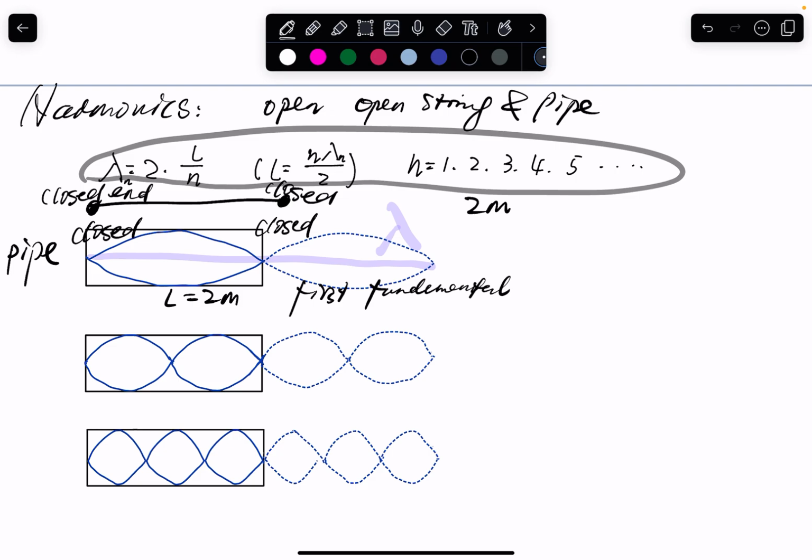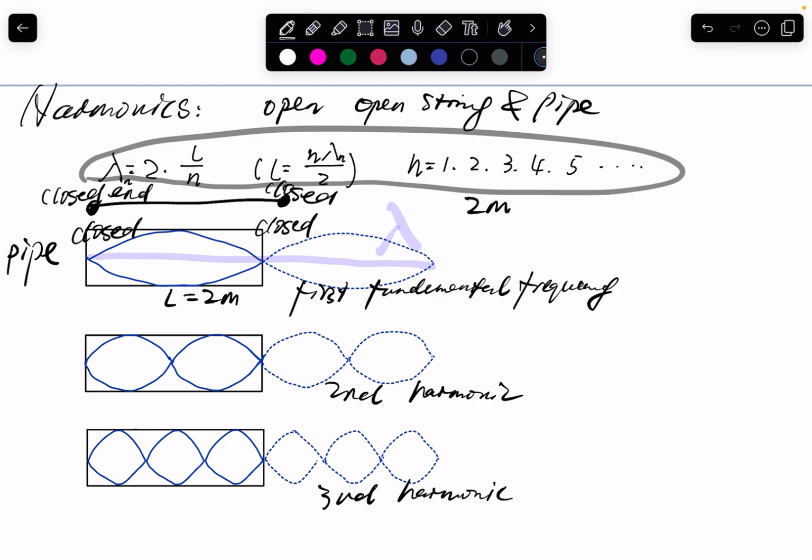This is the first fundamental frequency. Then this is the second harmonic. This is the third harmonic. So for the first fundamental frequency, if I know the pipe is 2 meter, and before we dive into the equation, if I tell you this length is 2 meter, how long is the wavelength? You would know the wavelength is 4 meter, right? Because it looks like twice the length of the pipe.